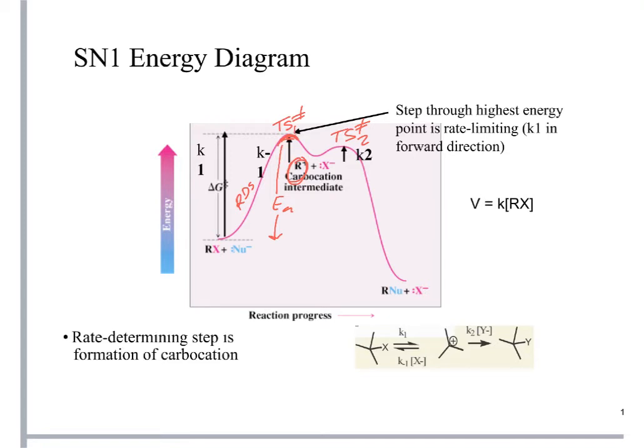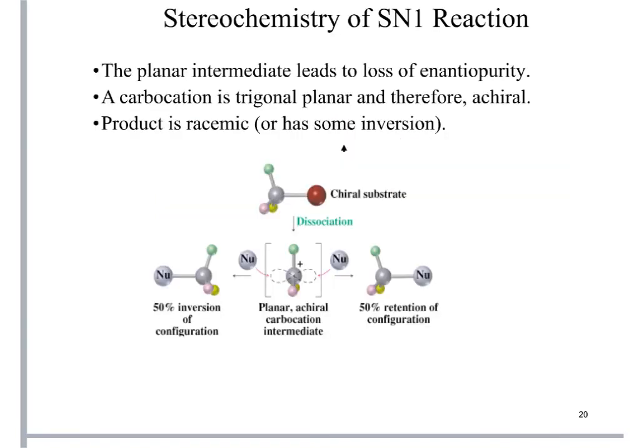So formation of the carbocation is reversible. That's our rate k1 right here. Whereas trapping of the carbocation with the nucleophile is irreversible. Once the sigma bond between the nucleophile and the carbocation forms, that product is then stable.